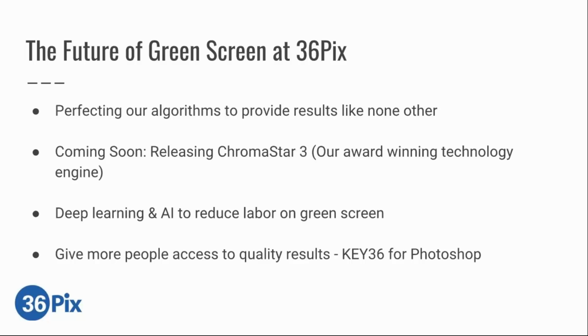Actually, one thing I could share with you here, right now the algorithm we're using is called Chroma Star 2, and it's excellent. It's the algorithm that really put us ahead of everybody else when it comes to green screen extractions. But again, we were not content with just having that. Since then, we've been working on Chroma Star 3, which should be launching real soon, and that one is much better as well. We've also started doing some work with deep learning as well as AI.